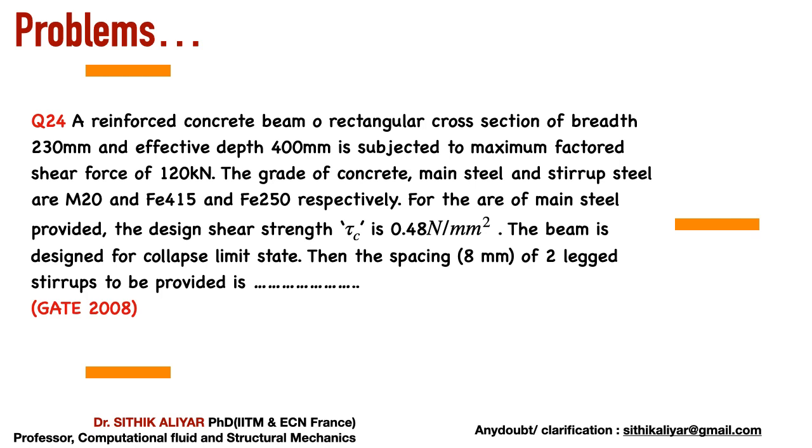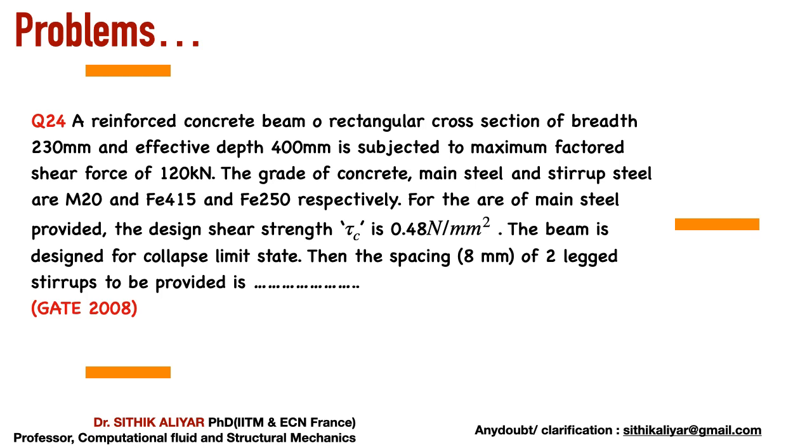GATE 2008 question. They have given a beam of a rectangular cross section of width 230 mm, depth 400 mm, subject to the maximum factored shear force. They have given 120 kN. FCK is M20 and main steel is Fe 415, but stirrup steel, I should tell you.